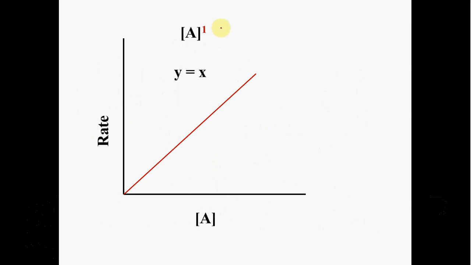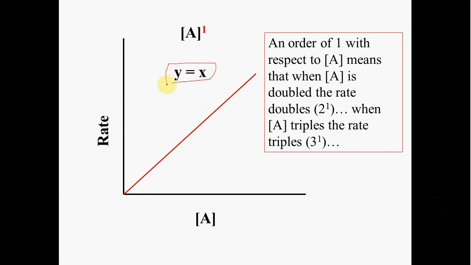When you look at orders, this would be a substance A that's a first order reaction. And a graph of that, rate versus concentration, gives us a straight line with y equal to x. What this means in simplest terms is that if you have an order of 1 with respect to your substance, it means that when the concentration of A is doubled, then the rate is doubled. It's a first order relationship. If A was tripled, the rate would triple. Again, a first power or first order relationship.